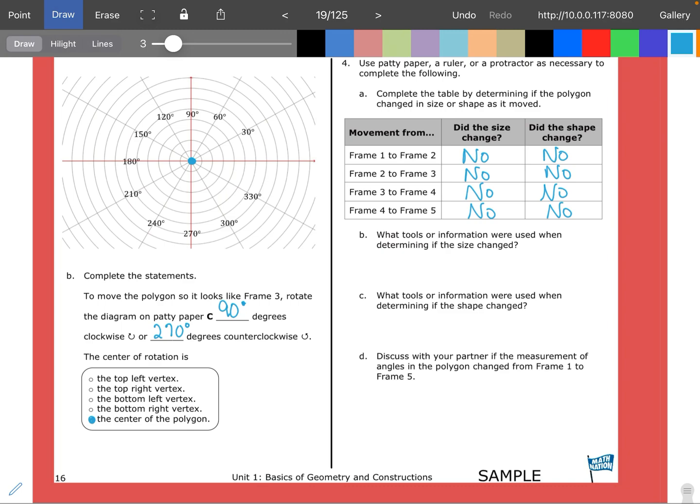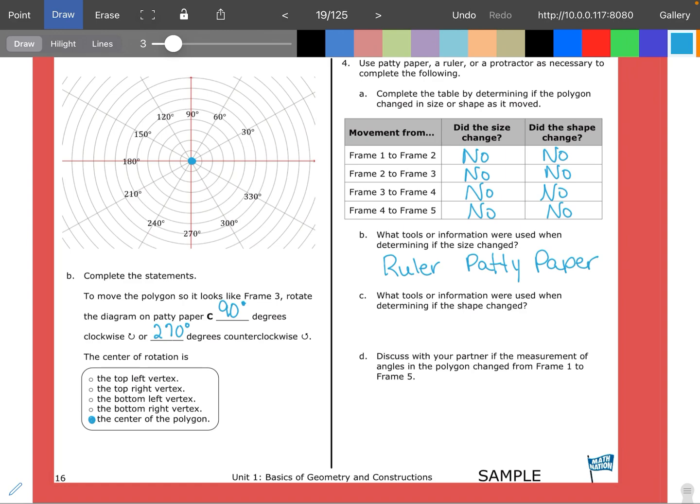And what kind of tools did you use to determine if the size changed? You could have used your ruler if you wanted to, or you could have just used the patty paper. And I can't spell patty. What tools or information were used when you determined if the shape changed? Same thing, patty paper. You could see that they mapped on top of each other. It looked like the original figure, nothing changed.